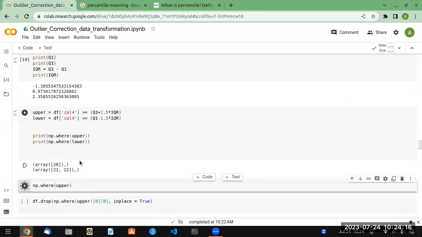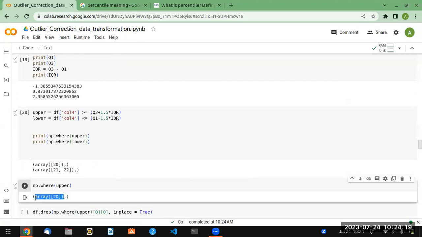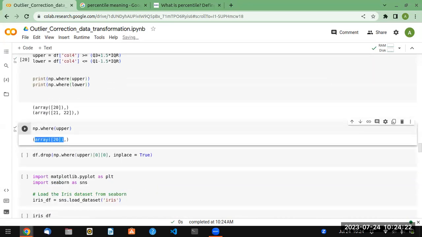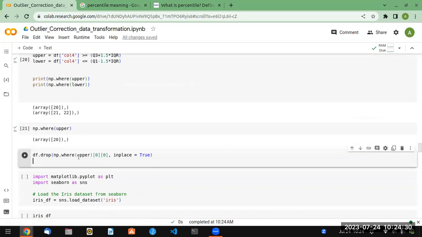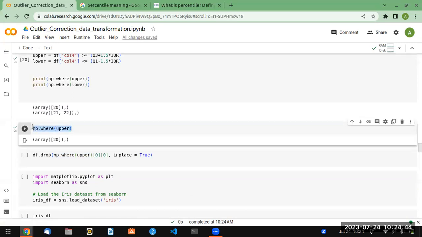Okay. np.where upper means only the 20th index. That means this point, the right hand side. And suppose after discussing with your domain expert, you decided to delete it. How to delete it? See, df.drop numpy where upper. That means this will give me what? np.where upper will give me the index information. But what is the type of this?